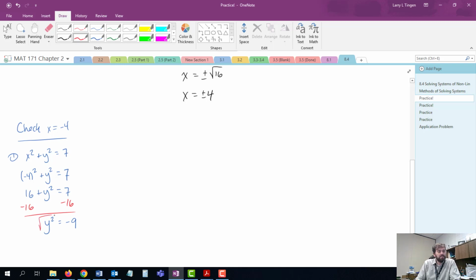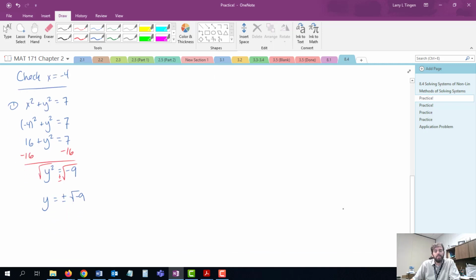Y is almost by itself. I'm going to take the square root. And what happened? You took the square root of a negative number. So what do I have? Positive and negative square root of negative 9, which is positive and negative 3i, which are not solutions I'm interested in. So negative 4 does not work.